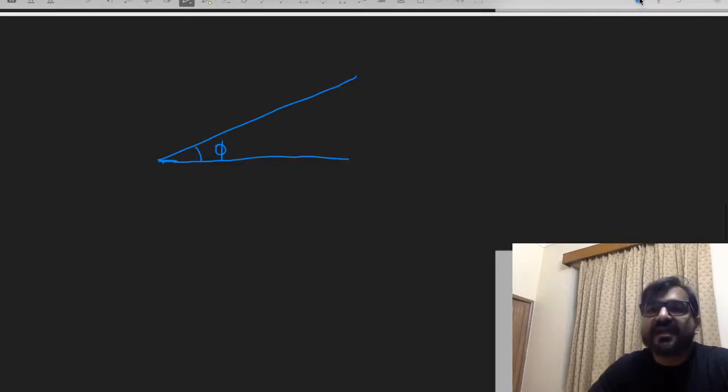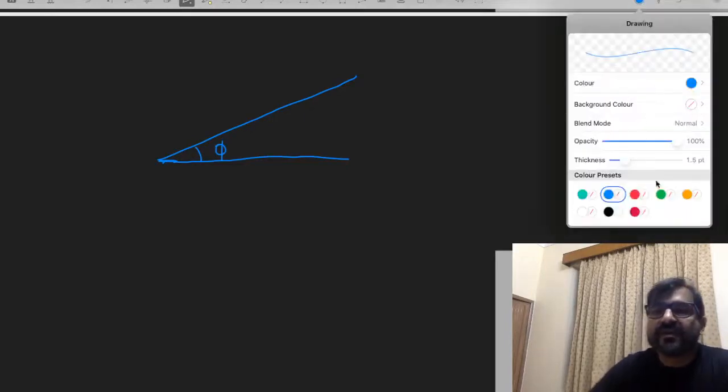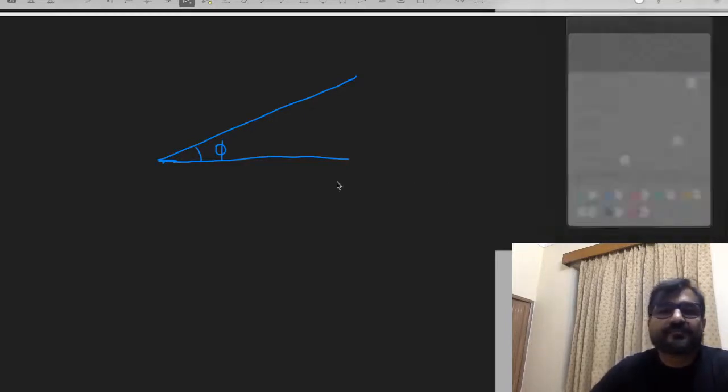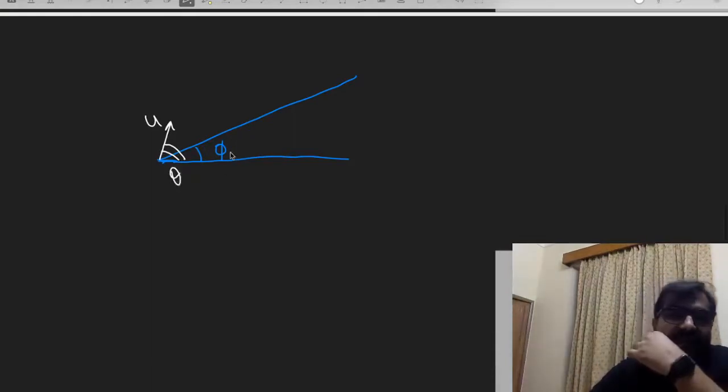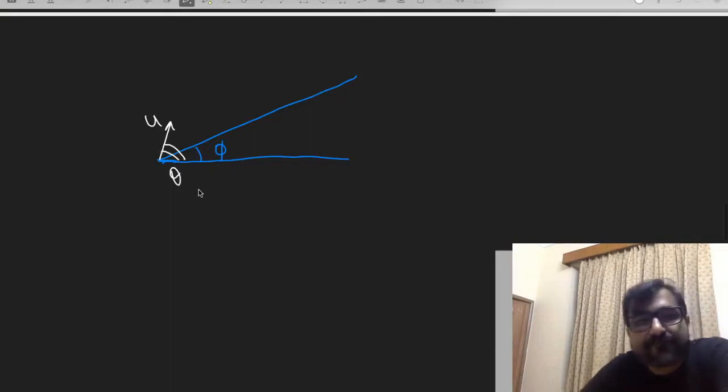Now let's take a scenario where we are launching a projectile on an inclined plane at an angle theta. Okay, this is angle theta. The inclined plane makes angle phi.